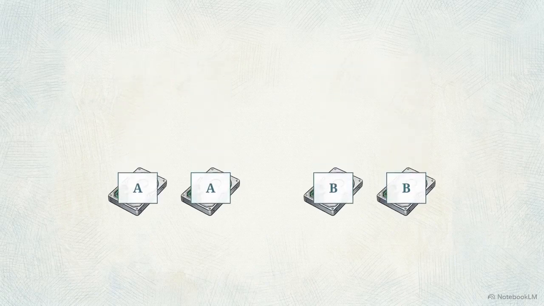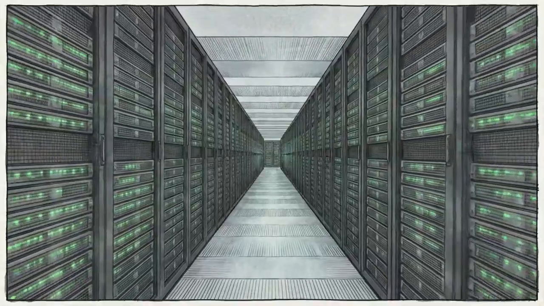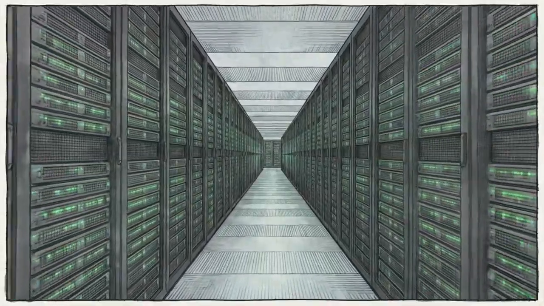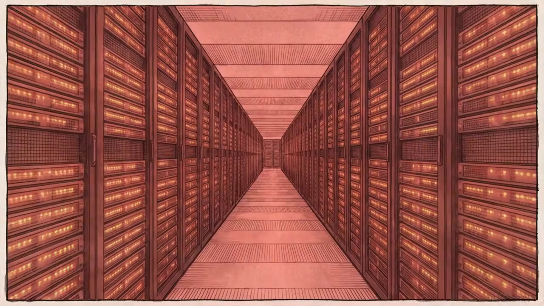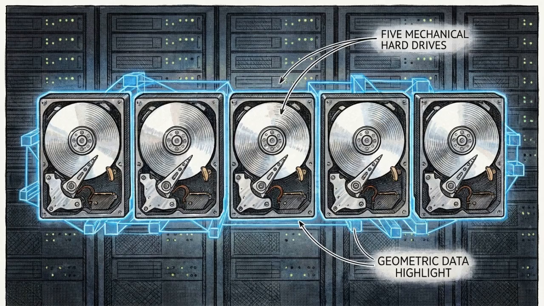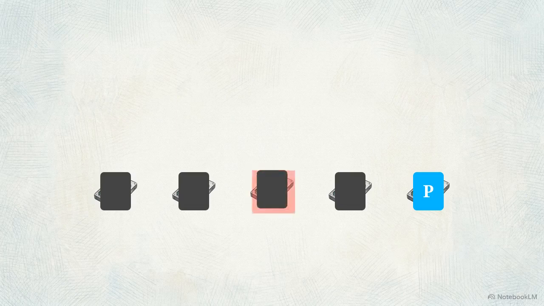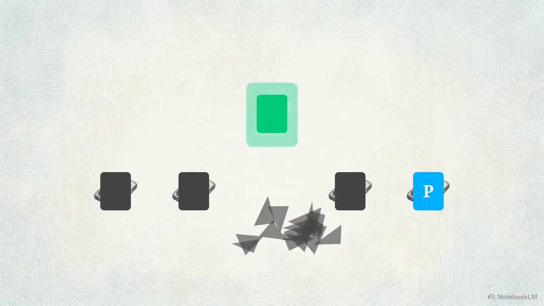RAID 10 merges the two, writing striped fragments that are instantly mirrored across paired drives. It delivers maximum speed and total redundancy. However, in a data center requiring petabytes of capacity, buying twice the physical hardware you actually need is financially prohibitive. Engineers needed a way to achieve the security of a physical mirror using only mathematical computation. The industry compromise is distributed parity, widely implemented as RAID 5. It guarantees that data can survive a hardware failure without requiring a one-to-one mirror of every disk.